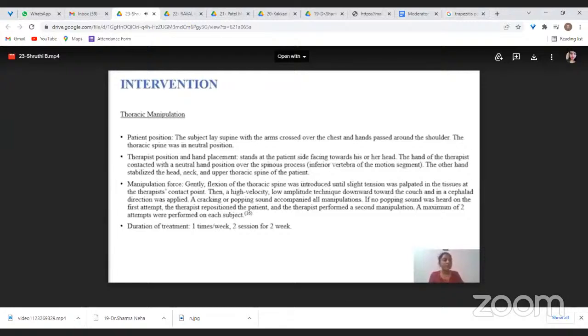In thoracic spine manipulation, the patient lies supine with arms crossed over the chest and the therapist stands beside the subject with one hand in neutral position placed over the spinous process of T4, and the other hand stabilizes the head, neck, and upper thoracic spine of the patient.